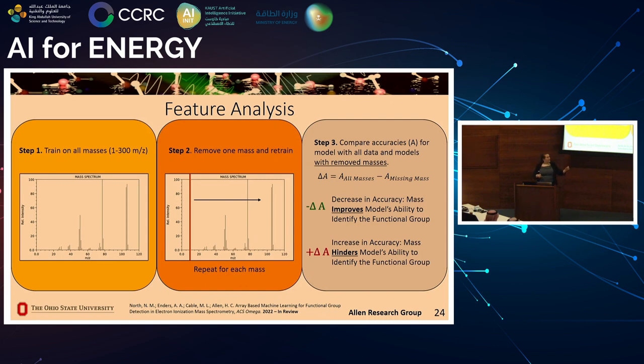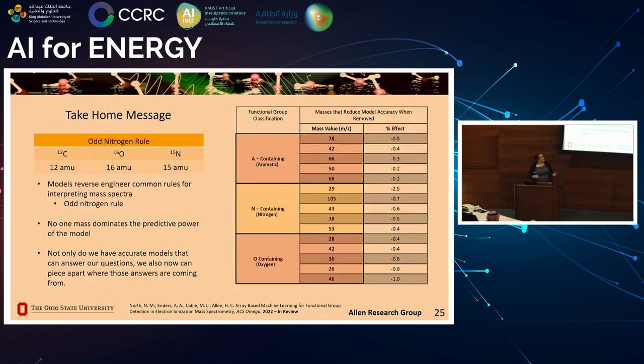In doing so, we were able to come up with a few different metrics in terms of this delta accuracy. This feels a little counterintuitive, but it'll make sense in a moment. If we see a negative delta accuracy, in other words we remove a mass and see a large hit to the accuracy, we have information to suggest that that mass was important for the model to identify that functional group. The inverse is true if we see a positive delta accuracy, if removing that mass actually increases the accuracy. That suggests that the peak might actually be hindering the model or making it more difficult to analyze. From doing this, we're able to create a chemical fingerprint of how these models are making their assumptions. And we can look at this in terms of our generalized functional group classifications.